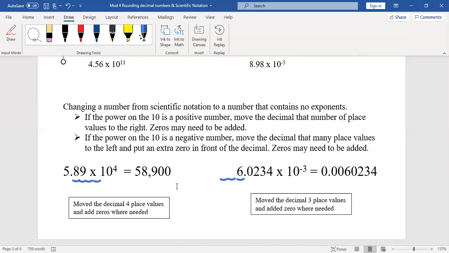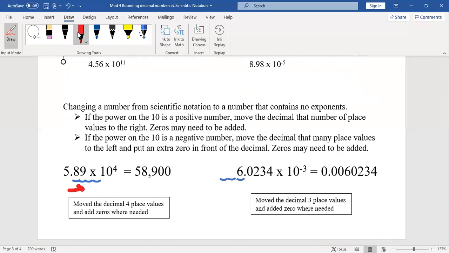My first example is 5.89 times 10 to the 4. I'm taking my decimal and moving it 4 place values to the right, and I'm going to have to add 2 zeros to fill in those 2 place values that I had to move.